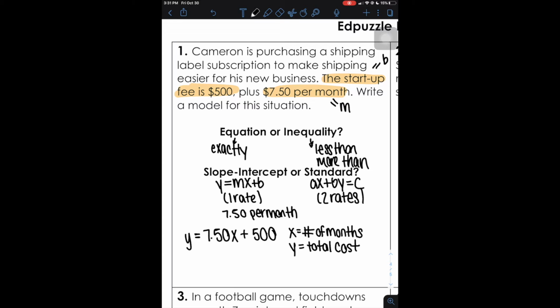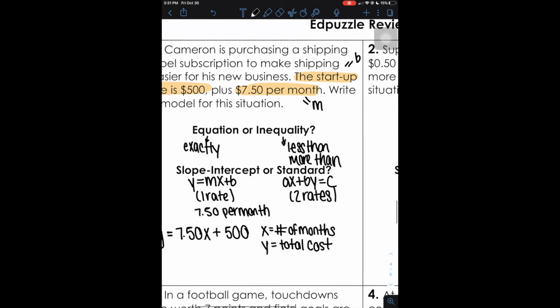So I guess now would be a good time to pause and ask which one is our independent variable and which one is the dependent variable, just to make sure that we're keeping up with our terminology. We can go ahead and move over to number 2.